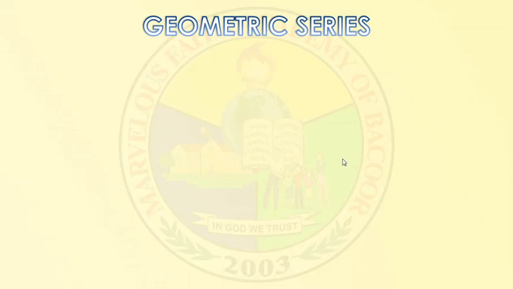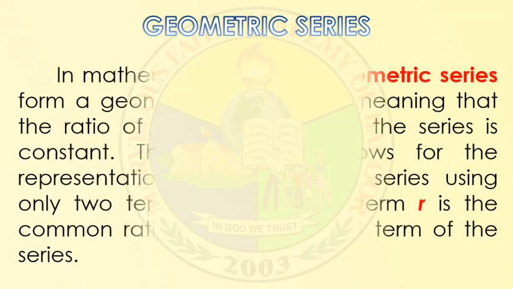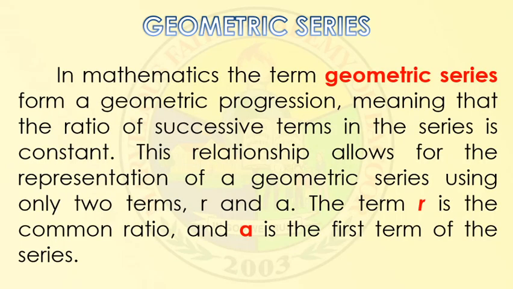Okay, so our lesson for today is all about geometric series. What is a geometric series? In mathematics, the terms of a geometric series form a geometric progression, meaning that the ratio of successive terms in the series is constant. This relationship allows for the representation of a geometric series using only two terms, R and A. The term R is the common ratio and A is the first term of the series.